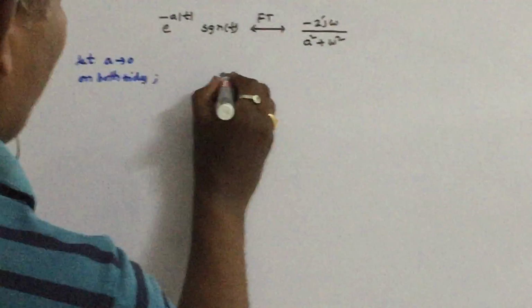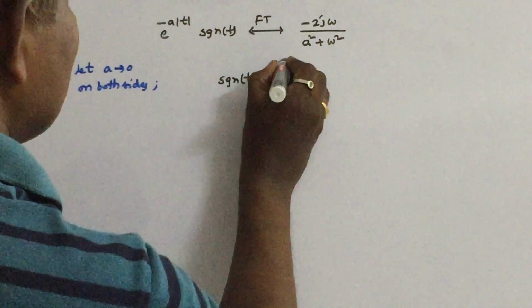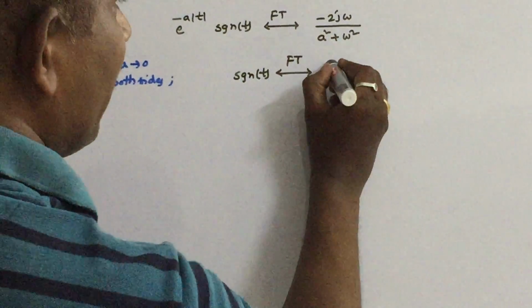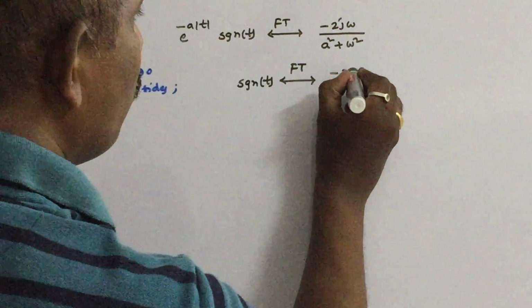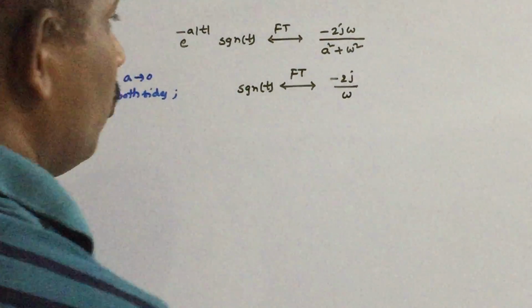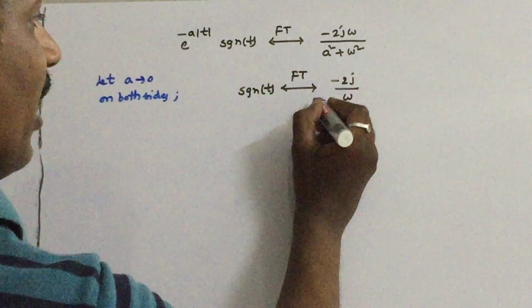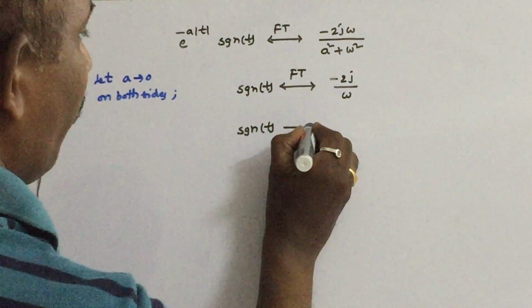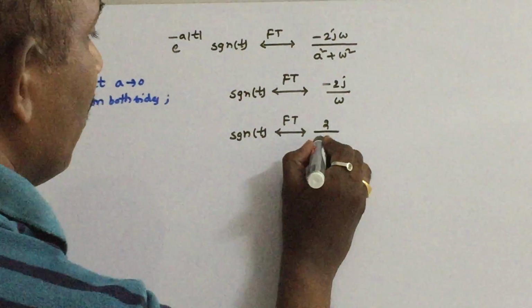So the Fourier transform of signum of t is, if a tends to 0, the a square term is 0, omega gets cancelled, omega square, 1 omega gets cancelled, minus 2j by omega. If you bring j to the denominator, the Fourier transform of signum of t is 2 by j omega.